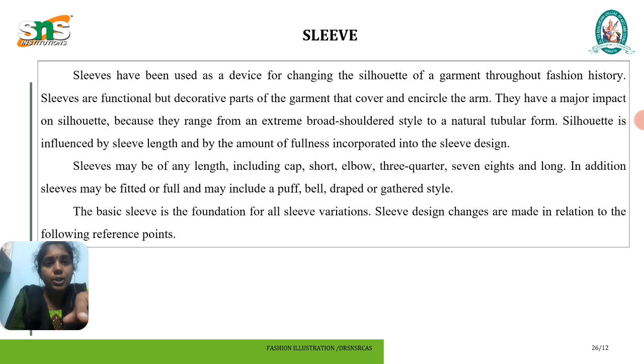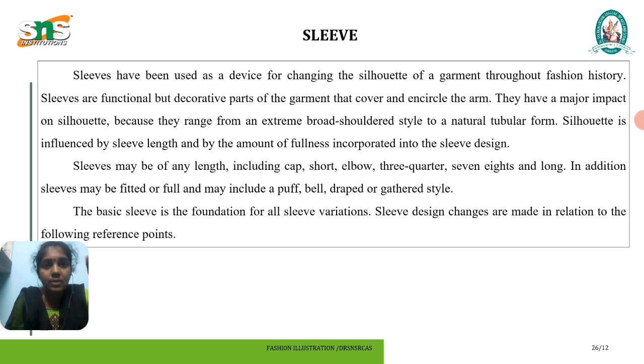The silhouette is influenced by the sleeve length and by the amount of fullness incorporated in the sleeve design. A sleeve may be of any length, including cap. Cap is too small, it is like this alone. Next is short, which comes to here, and elbow length is here. Next is three-quarter, which is this portion, and then seven-eighths and long. Seven-eighths means to here, and full length is to here. So these are somewhat the lengths of sleeves.